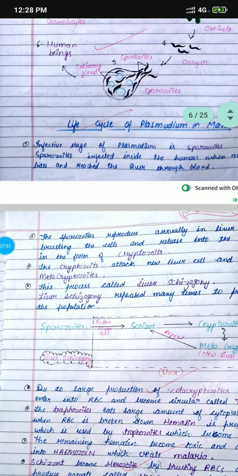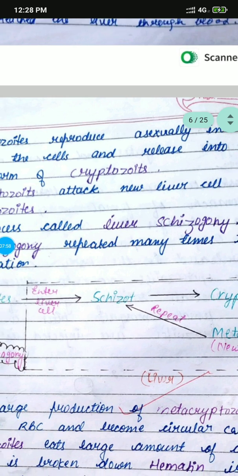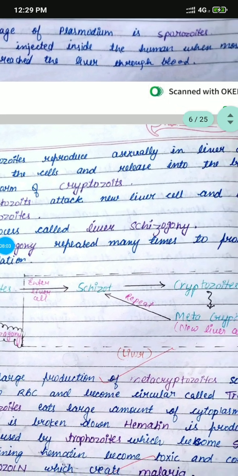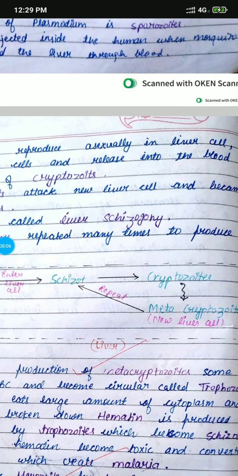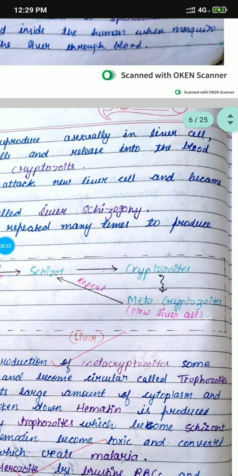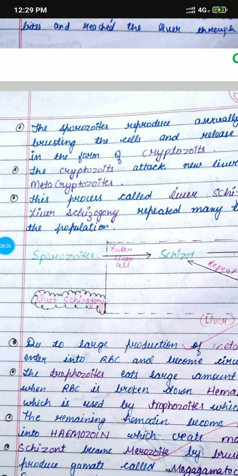The infectious form, which is called the sporozoites, enters inside the liver cell. When it enters the liver cell, it becomes a schizont. When it becomes a schizont, it transforms into cryptozoites, breaks the cell, eats the cell of the liver, and the cryptozoite produces new cells called metacryptozoites and attacks new liver cells. Some metacryptozoites again become a schizont and form cryptozoites. So this is called the liver schizogony.